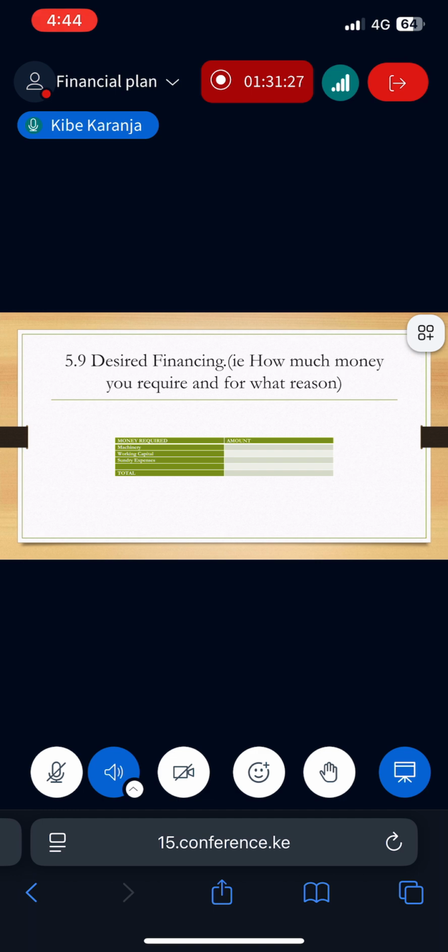Last but not least, desired financing. This is a very straightforward figure because on one side, what money do you require and how much? What you desire is maybe to buy machinery, so much. To finance working capital, so much. To finance sundry expenses, so much. And any other expenses that you may have in your business. You add all these.